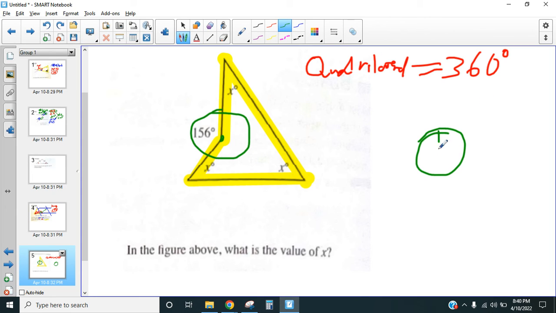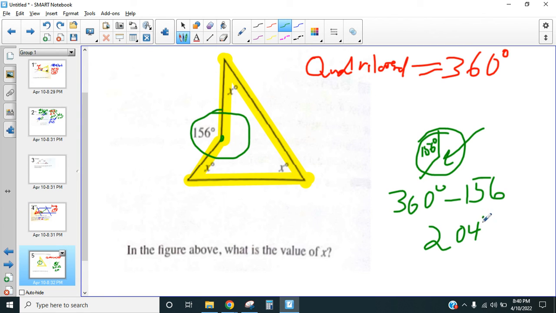There's an angle, and we already know that this is 156 degrees of the whole circle. So the other piece has to make the two add up to 360. So if we do that, 360 minus 156, that's 204 degrees left over for that angle. And again, it's really funky. But if that one's 204, then all the other three are the same.